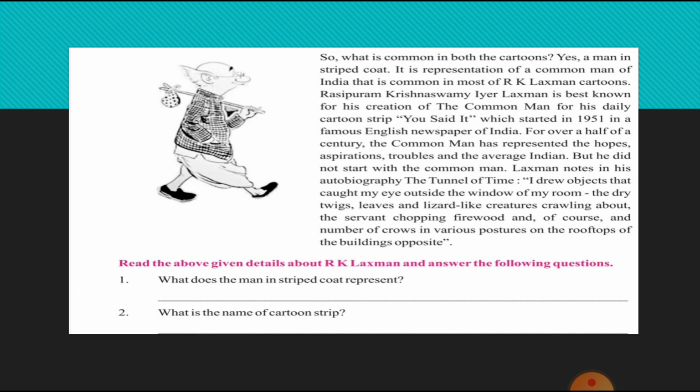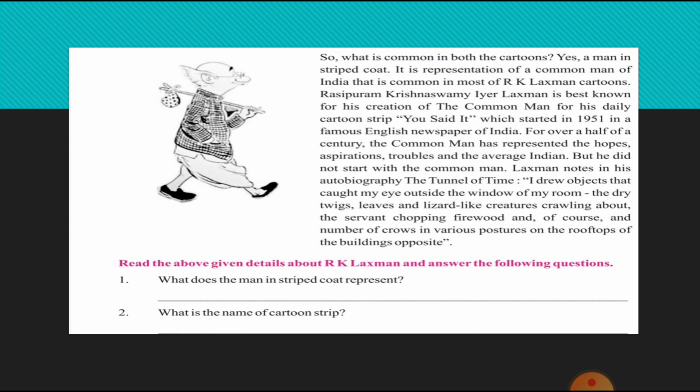Lakshman notes in his autobiography, The Tunnel of Time: I drew objects that caught my eyes outside the window of my room. Sitting at his window, he painted what he could see outside: the dry twigs, leaves and lizard-like creatures crawling about, the servant chopping firewood, and of course a number of crows in various postures on the rooftops of the building opposite. So this was about what R.K. Lakshman wrote in his autobiography, The Tunnel of Time.